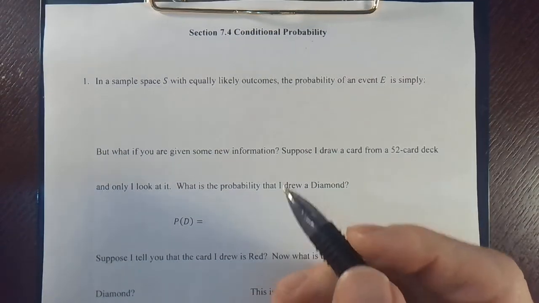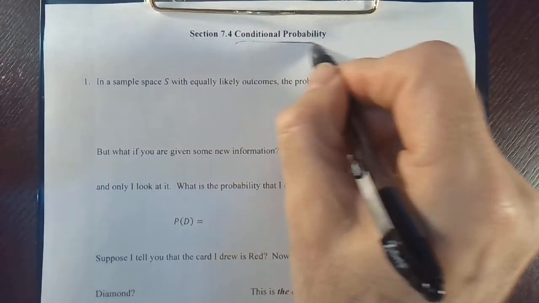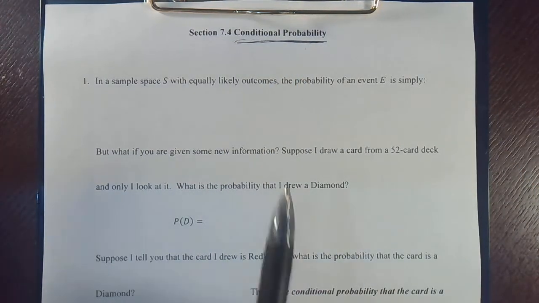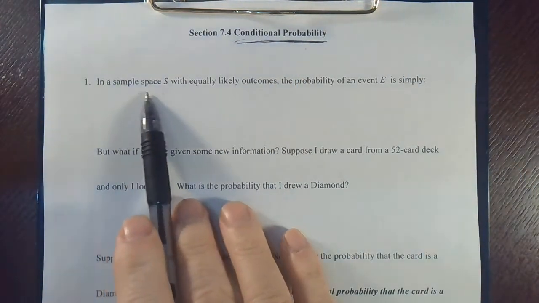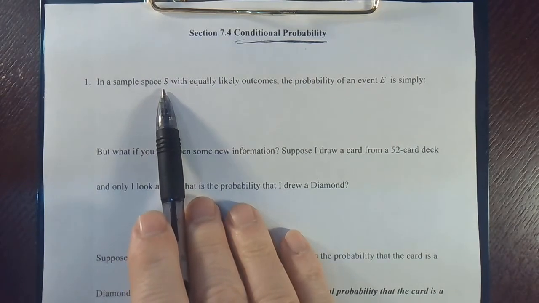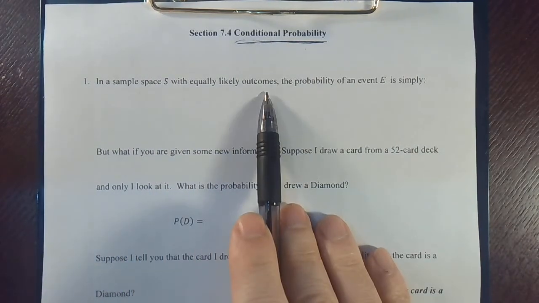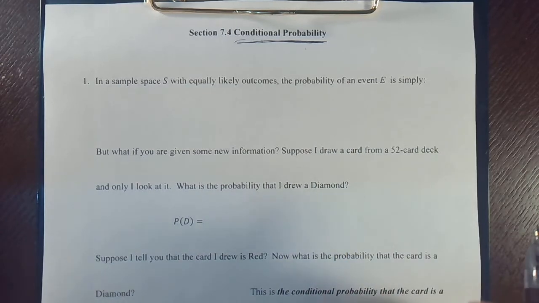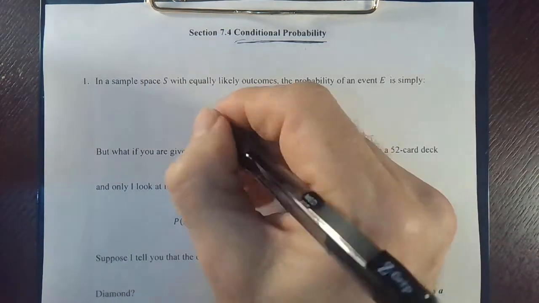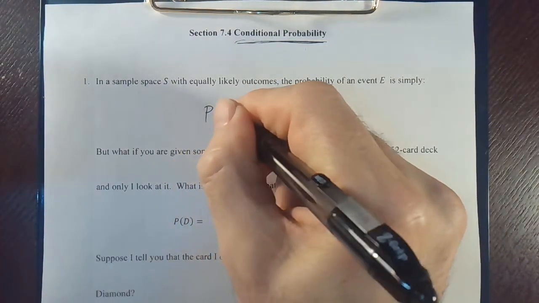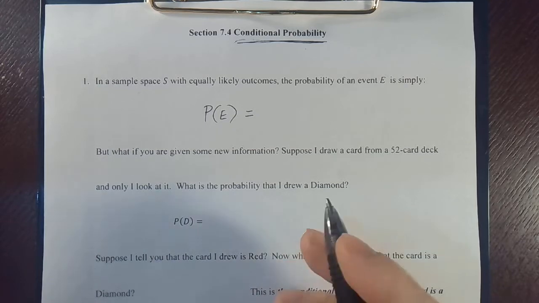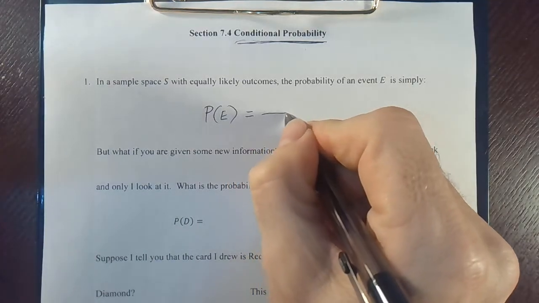In this section, we're going to talk about what's known as conditional probability. So first, let's do a little bit of a review here. In a sample space S with equally likely outcomes, the probability of an event E is simply what? What is the probability of the event E? Well, a couple of ways to look at it, but one of them is just use the formula.